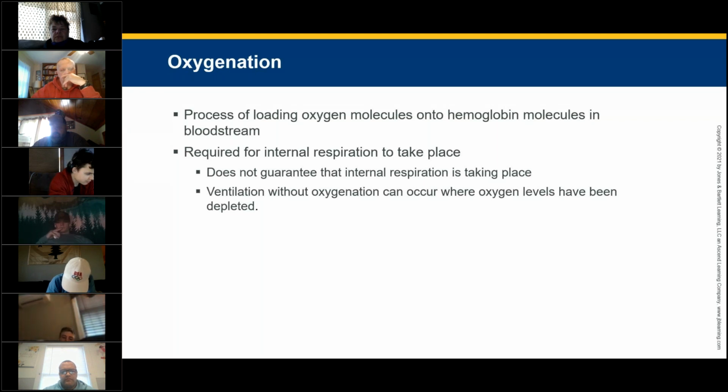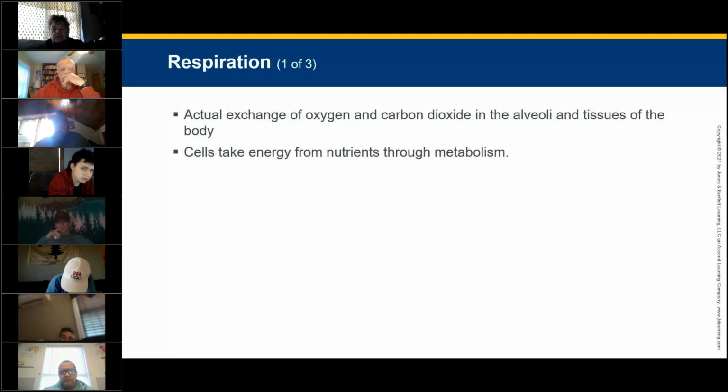And then your respiration. This is the actual exchange of the gases, the oxygen and the carbon dioxide, in the alveoli and in the tissues of the body. Your cells take energy from nutrients through a series of chemical processes known as metabolism or cellular respiration. Each cell combines nutrients and oxygen, providing energy and waste products. The waste products are typically water and carbon dioxide.